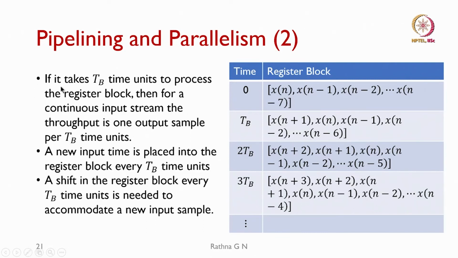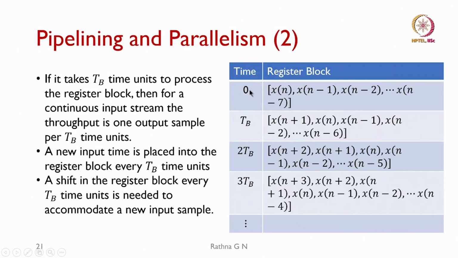As I mentioned in one of the slides, it takes TB, here shown with capital T, there I showed it as small t, time units to process your register block. Then for a continuous input stream, the throughput is 1 output sample per TB time units. So, a new input sample is placed into the register block every TB time units. A shift in the register block every TB time units is needed to accommodate a new input sample. This is the theory. How it is going to be done is shown in this block diagram.